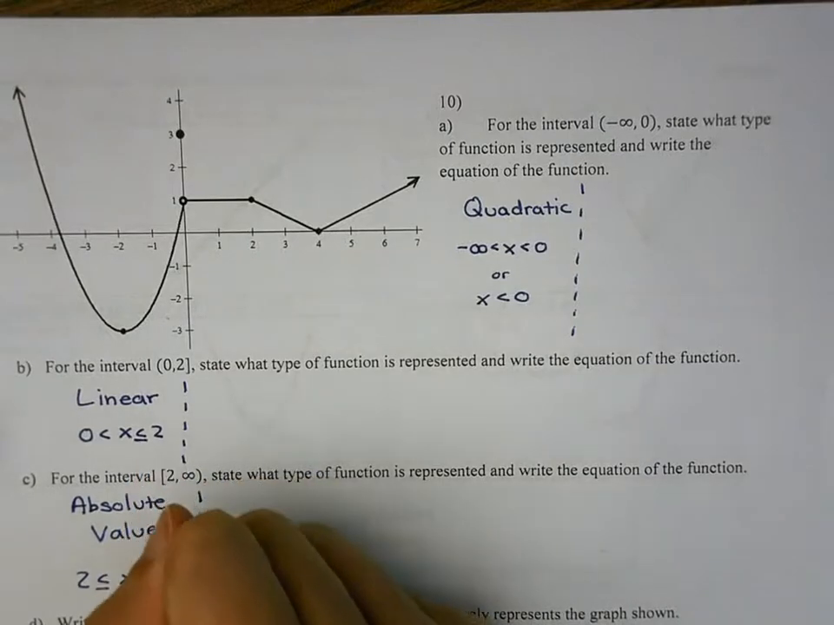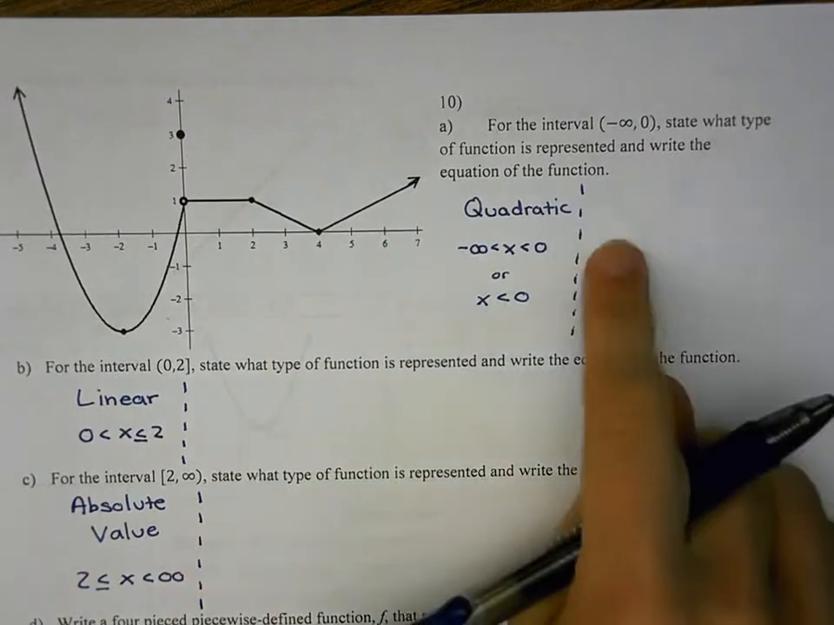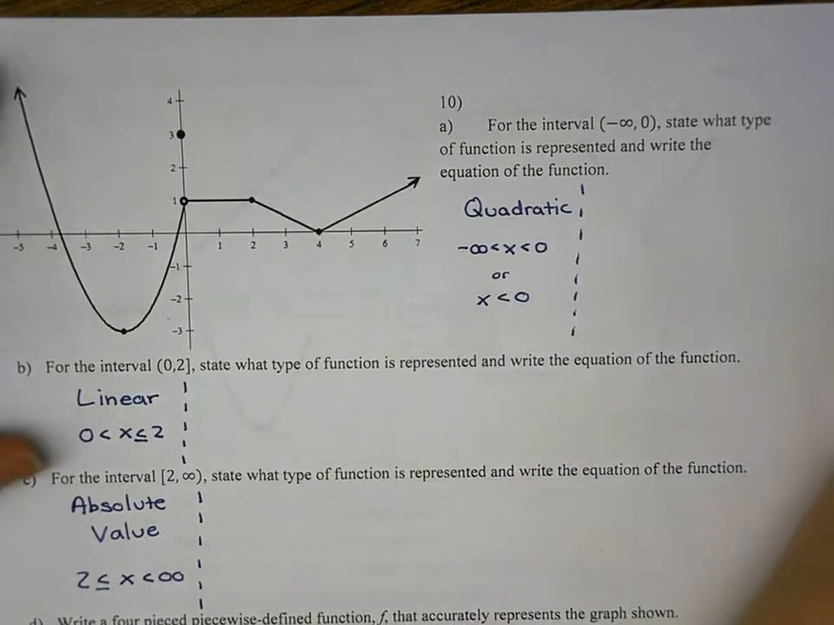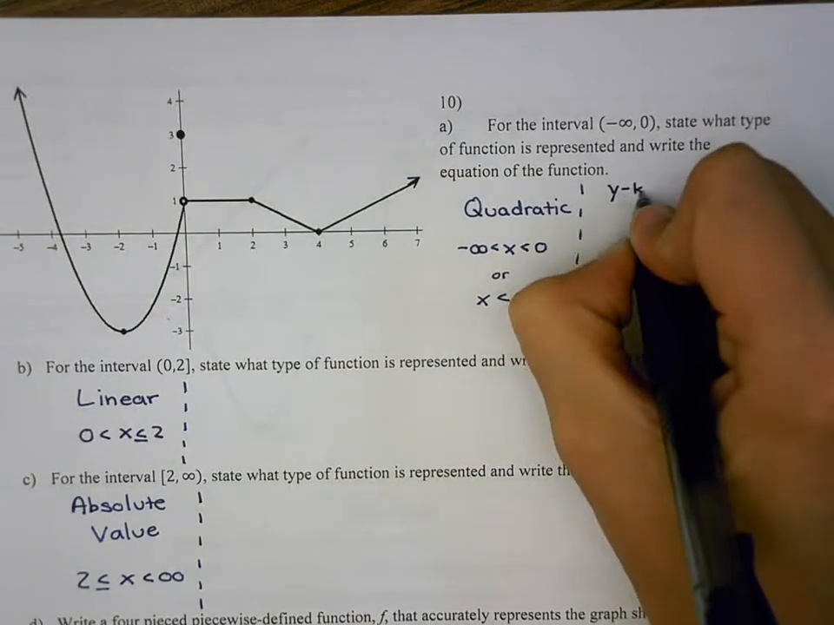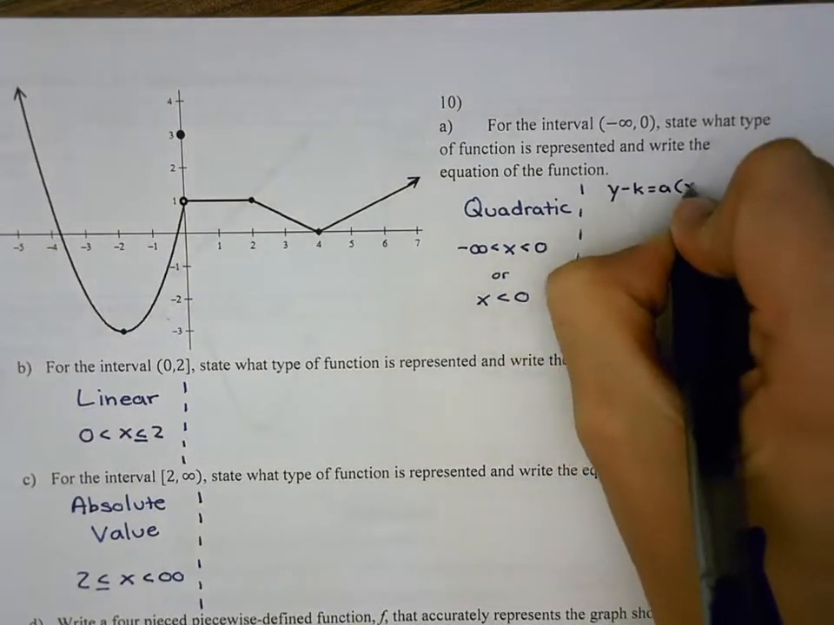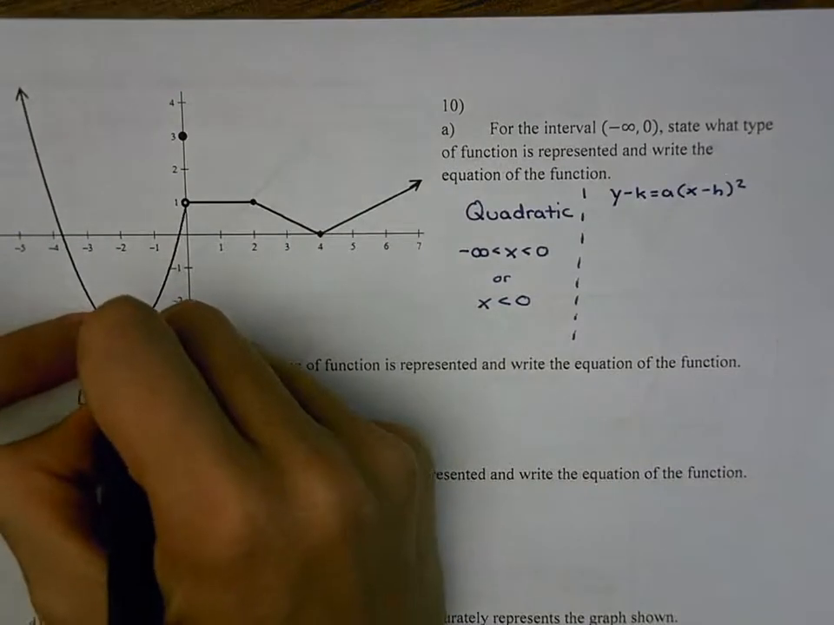Okay, let's go ahead and make these equations. Let's come back to our quadratic. What is the descriptive form for our quadratic here? This would be y minus k equals a times x minus h quantity squared. What's your hk? My hk would be down here at -2, -3.